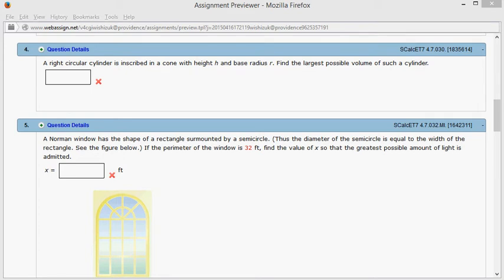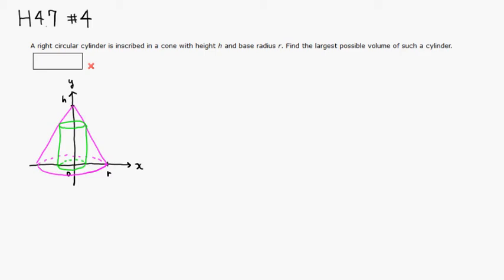Alright, let's look at homework 4.7, problem number 4. A right circular cylinder is inscribed in a cone with height h and base radius r, and we want to find the largest possible volume of such a cylinder. Alright, so let's do that. I already drew the picture.